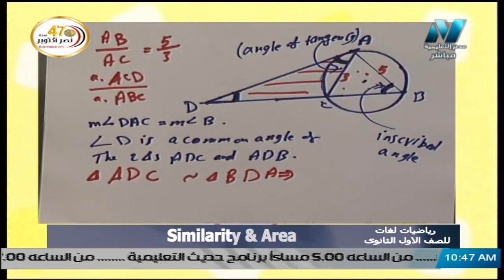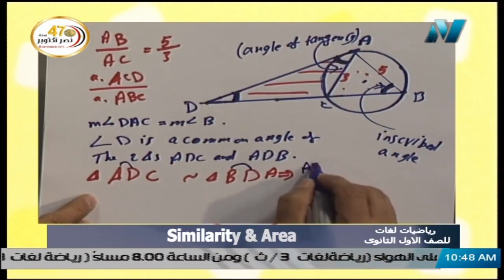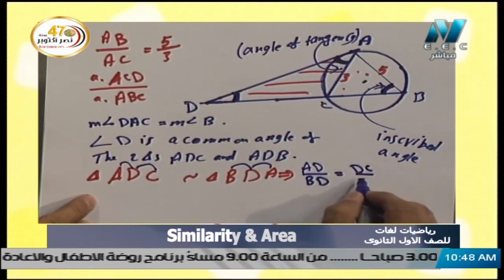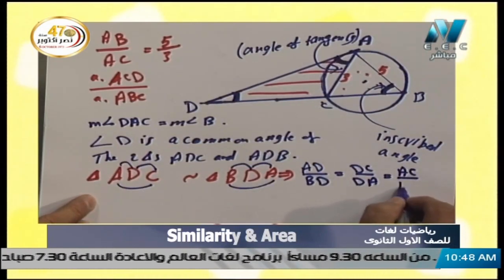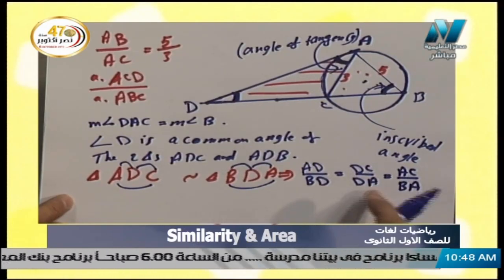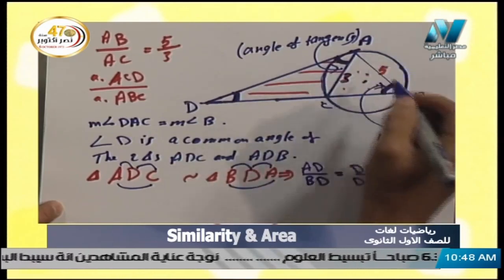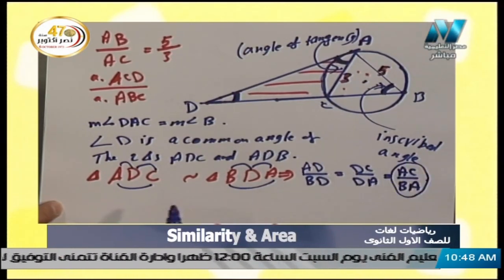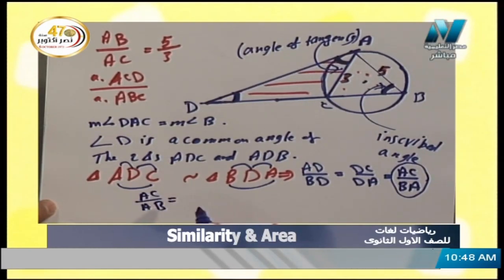And we can deduce that the ratio between these sides equals AD over BD equals DC over DA equals AC over BA. Okay, so we have now that similarity ratio, this one equals this one equals this one, and we will concentrate specifically on AC and AB because we have them. So it equals AC over AB, or BA, equals 3 over 5.